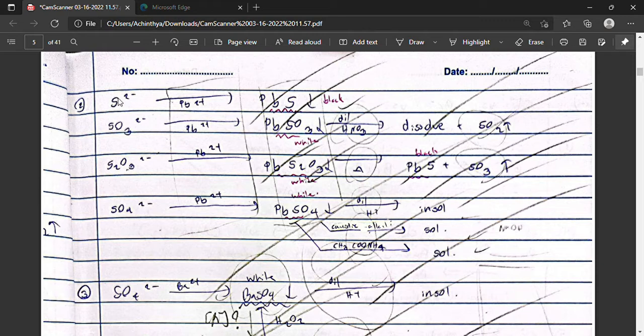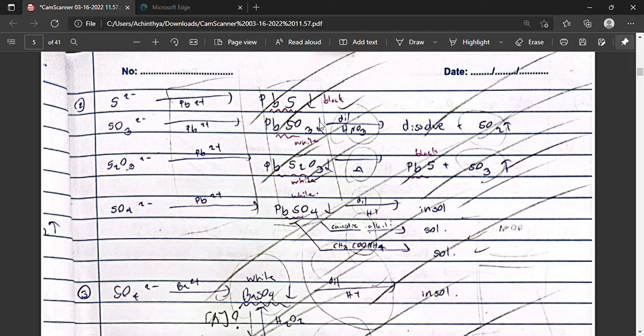The sulphide ion solution produces the black colored lead sulphide, while the rest produce their respective white color salts. All of them are white color: lead sulphite, lead thiosulphate and lead sulphate. Now from this, because it's black, we can identify that it is the sulphide ion solution.